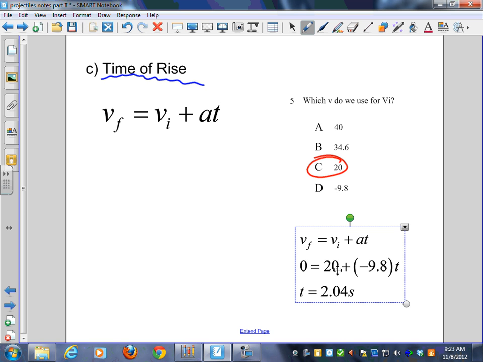The vertical initial component is plus 20. It's up. The acceleration is minus 9.8. That's imperative. You have a negative there, and you get a time of 2.04 seconds. So it takes 2.04 seconds to go up. Good?